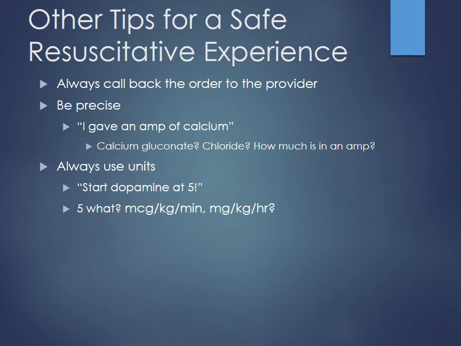And then you always want to make sure you're using your units. For instance, if you say start dopamine at 5, a lot of people would know that means 5 mics per kilo per minute, but if they program it into the pump wrong, they can get the very wrong dose.